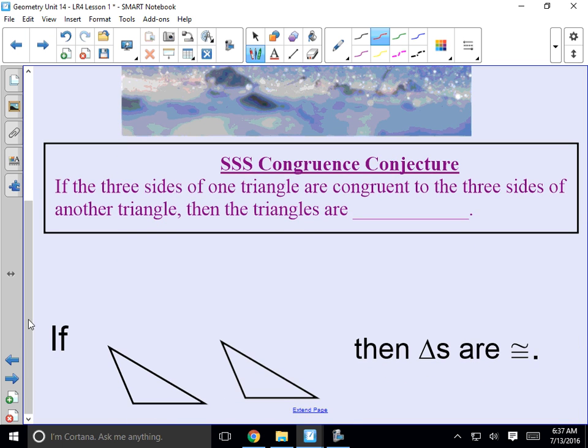Okay, so now, our first conjecture that we have is the side-side-side congruence conjecture. If the 3 sides of one triangle are congruent to the 3 sides of the other triangle, then the triangles are congruent.